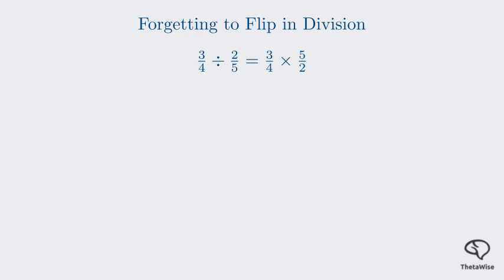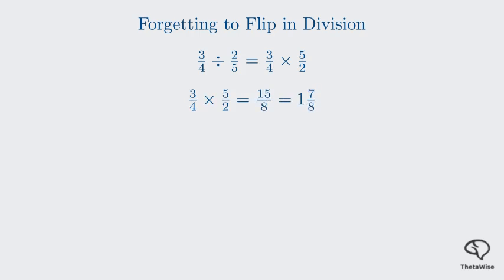Finally, let's address a common mistake in fraction division, forgetting to flip the second fraction. The rule for dividing fractions is to multiply by the reciprocal of the second fraction. Let's look at an example. 3/4 divided by 2/5. The correct way to solve this is to keep the first fraction, 3/4, change the division sign to multiplication, and flip the second fraction, 2/5, to its reciprocal 5/2.